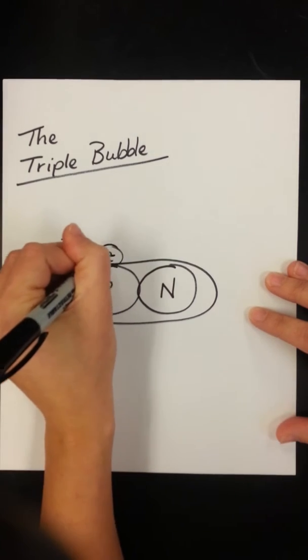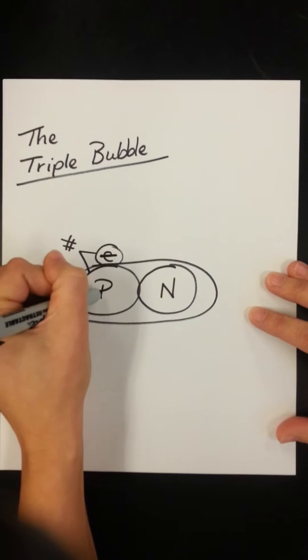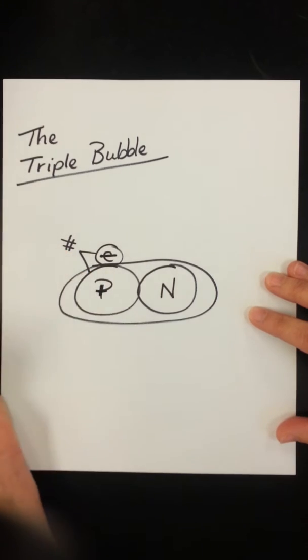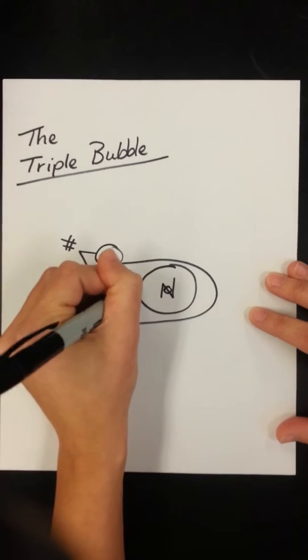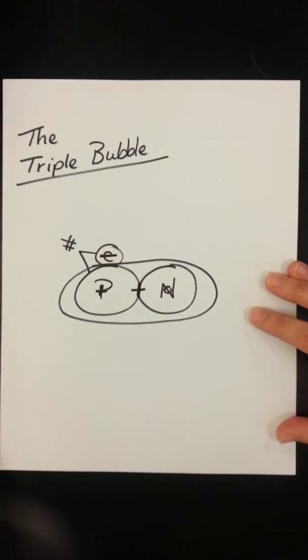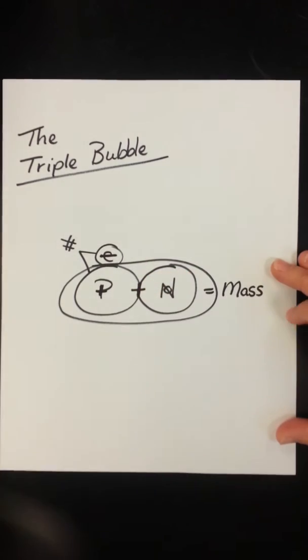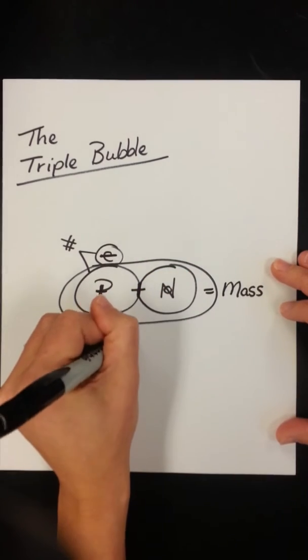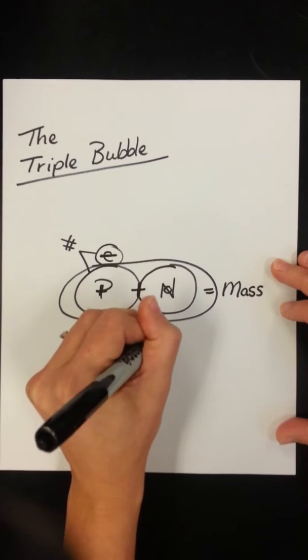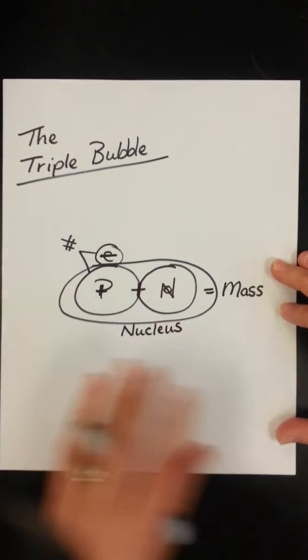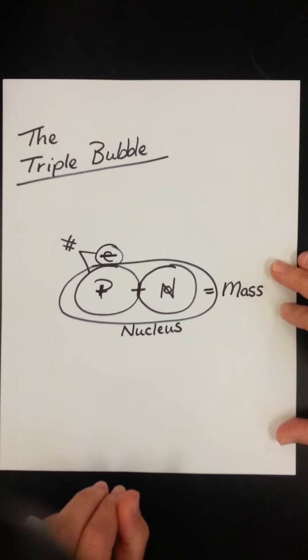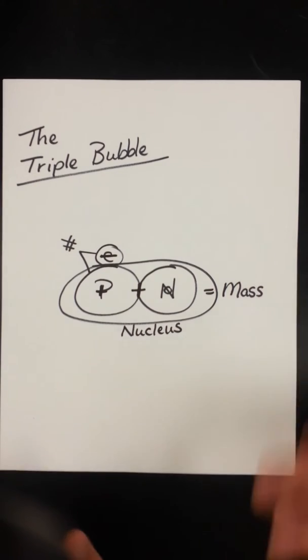On the E, we emphasize that line there. On the P, we draw a plus sign. On the N, we draw a circle. Then we draw a plus sign and an equal sign, the word mass, and then underneath, the word nucleus. All of this will help you understand the different parts of an atom.